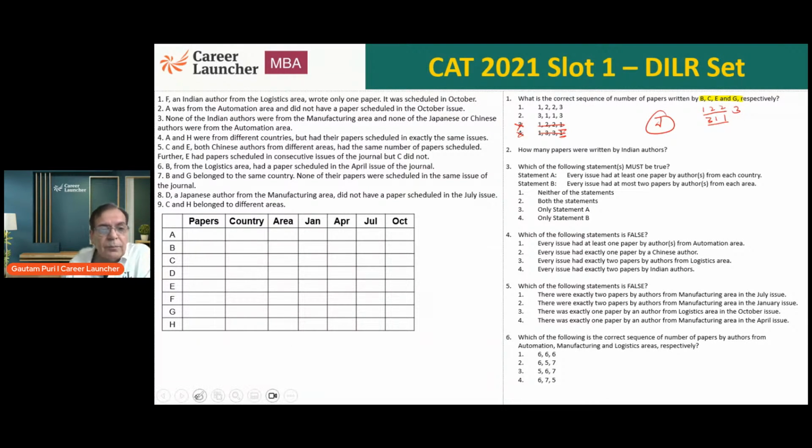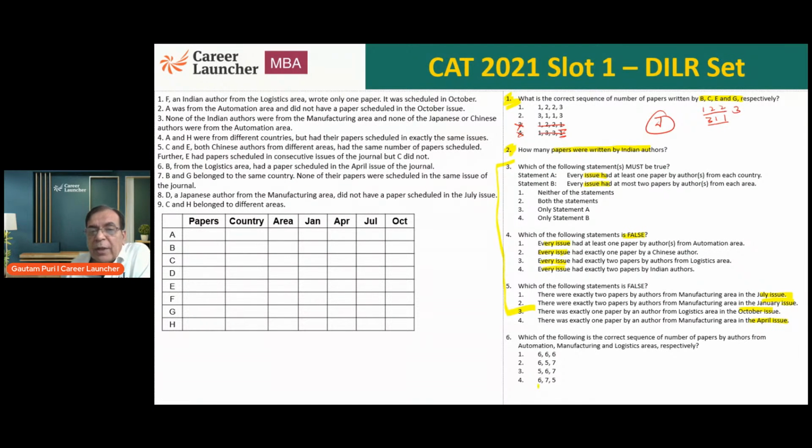Next question: how many papers were written by Indian authors? Then we have which of the following must be true? Each issue. Statement question 4, false. Do you see a pattern? Question 1 and question 2 are about the number of papers. Question 3 is about which issue. Question 5 is also about which issue, what is published in which issue. So questions 3, 4, 5 are one kind of question, focusing on what happened in a particular issue. Questions 1 and 2 are another kind of question, saying who wrote how many papers.